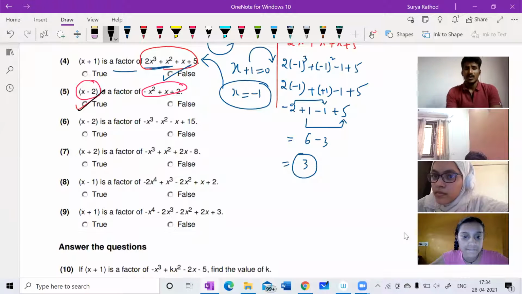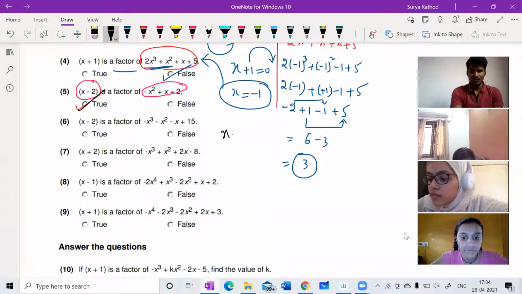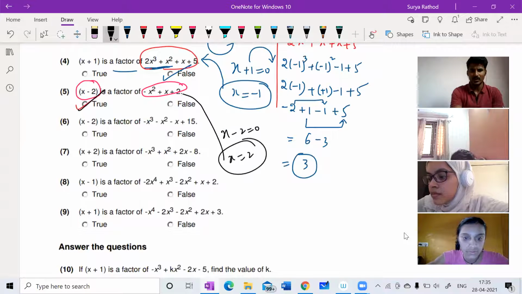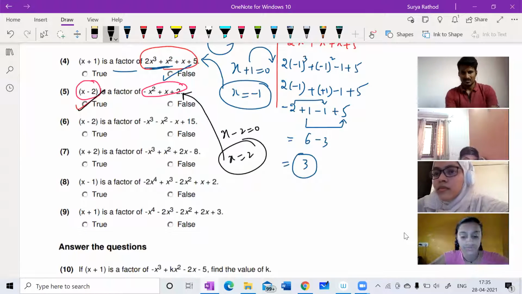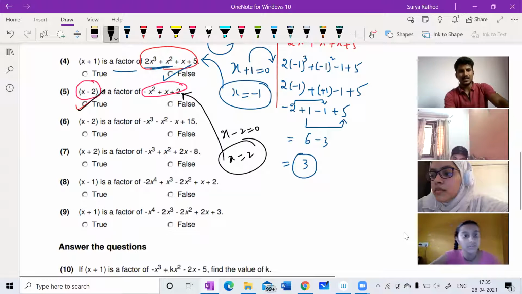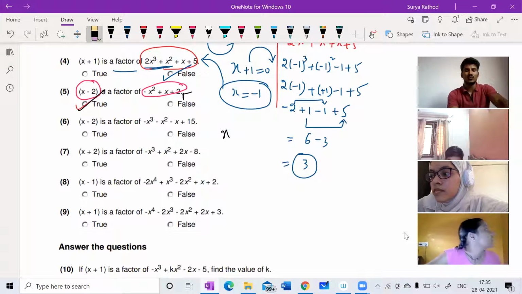So you will get x minus 2 is equal to 0. So x is equal to 2; you have to substitute it in this given polynomial. Check whether we are getting minus 4 plus 2 plus 2. Yeah, 4 minus 4 is 0. Exactly, x minus 2 is a factor of that. How many of you got the true statement?